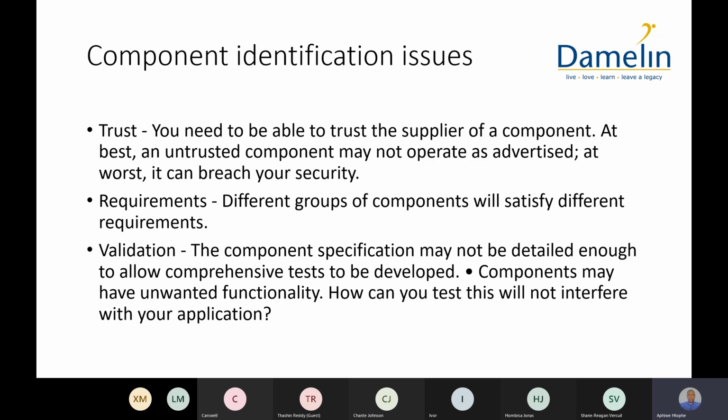And also the aspects of validation. The component specification may not be detailed enough to allow comprehensive tests to be developed. Components may have unwanted functionality. How can you test that it will not interfere with your application? Components that are not well specified and defined in terms of the type of functionality they bring can have consequences on your software, because you may end up with functionality that is actually unwanted. And that particular functionality may be the one that's causing you problems later on. So you need to go through a process of validating to what extent a particular component operates in your software. What purpose does it serve specifically?